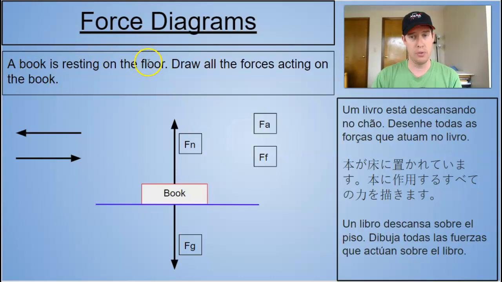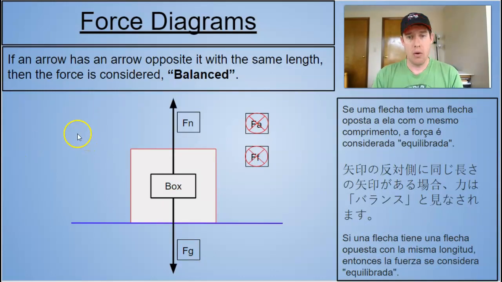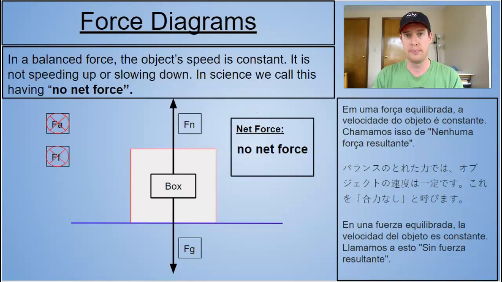A book is resting on the floor. Only 2 of our 4 forces are acting on this book. The force of gravity trying to pull the book down, and the normal force pushing the book up and holding it in place. If an arrow has an opposite arrow with the same length drawn on a force diagram, then we call this a balanced force. This length is the same as this length, and they are in opposite directions. So we would label this a balanced force.